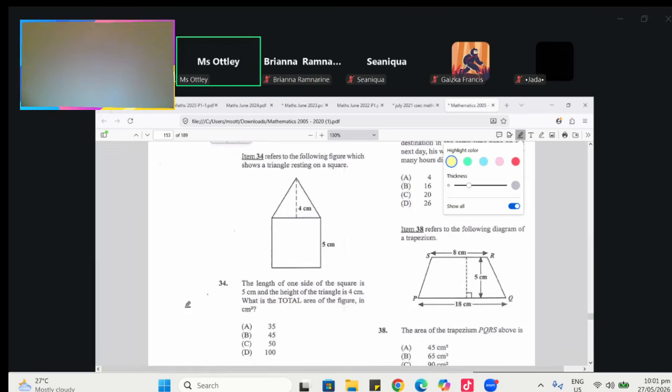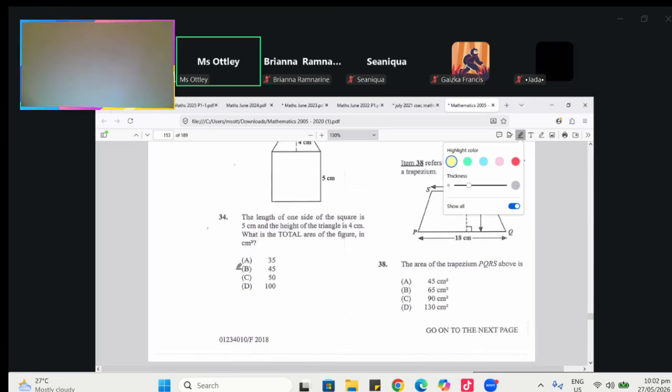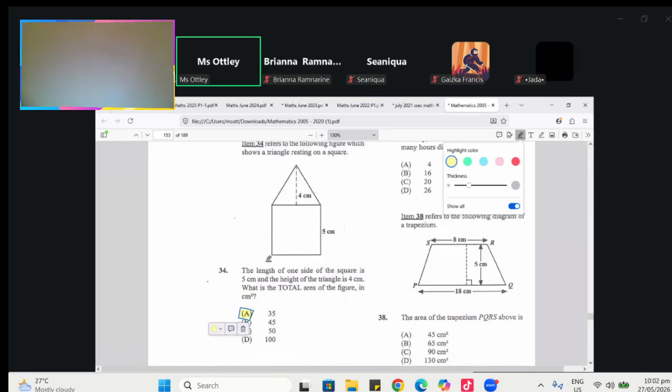Item 34 refers to the following figure, which shows a triangle resting on a square. The length of one side of the square is 5 centimeters and the height of the triangle is 4 centimeters. What is the total area? We're going to have to find the area of the triangle and the area of the square and add them. The area of the square would be 25 and the area of the triangle would be 10.